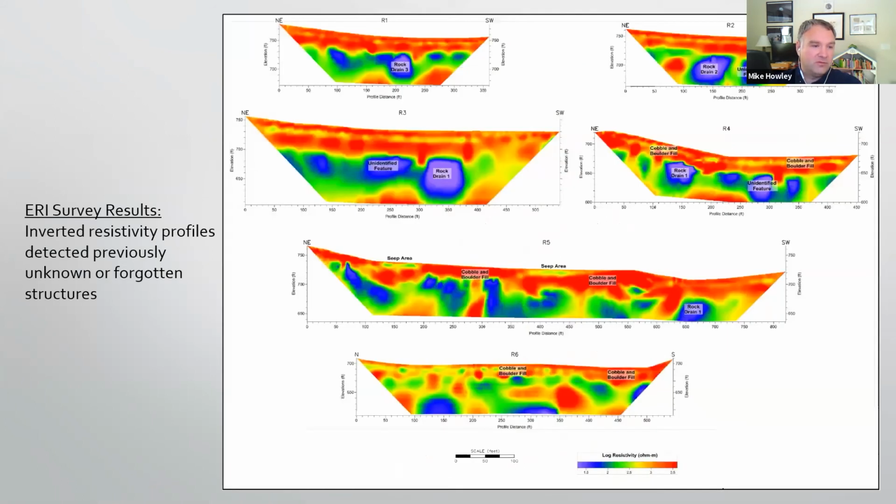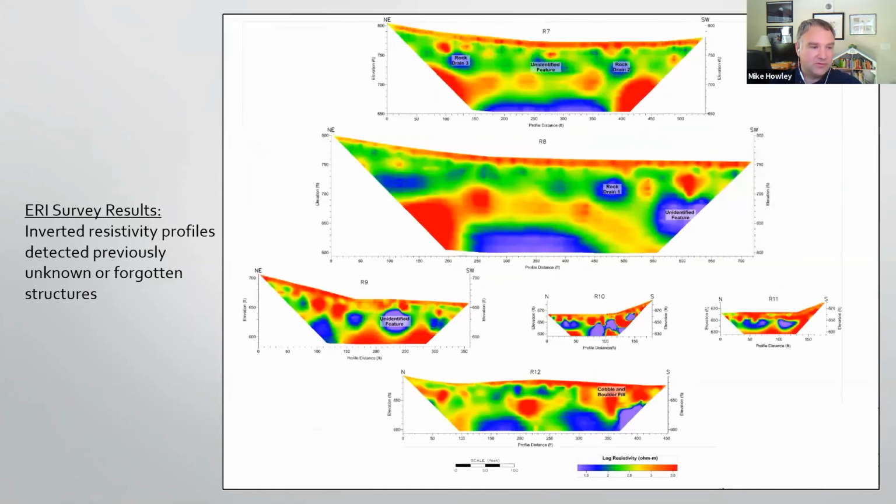These are the inverted resistivity profiles for 6 of those 12 lines that I just showed you. As you can see, some known structures were detected, known rock drains, as well as several unidentified features shown here and here. These are low resistivity anomalies indicating either increased water presence in these areas or more conductive soils.